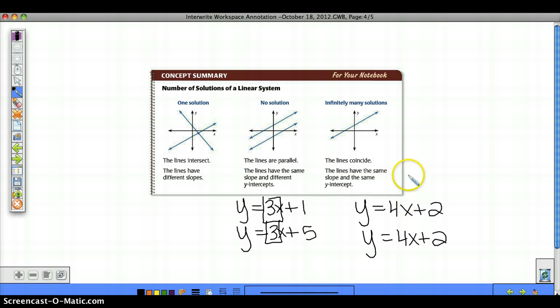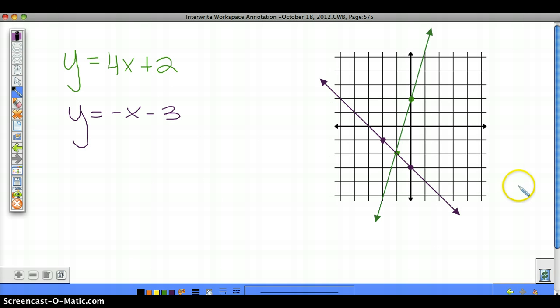Now, the last part of this is going to be an example that you have to solve on your own. So in your notes, I want you to tell me the answer to this system. I've already graphed it for you. All you have to do is write down the point of intersection, and you're done.